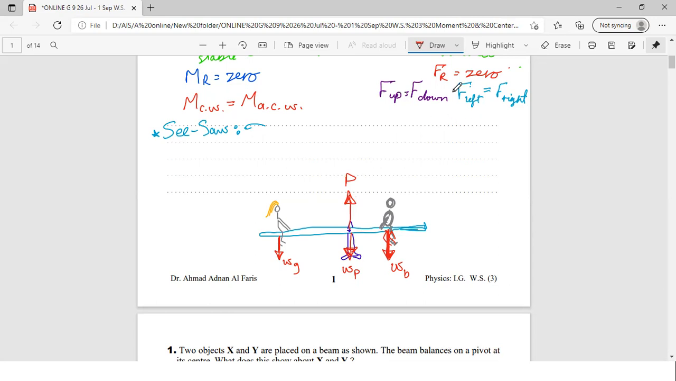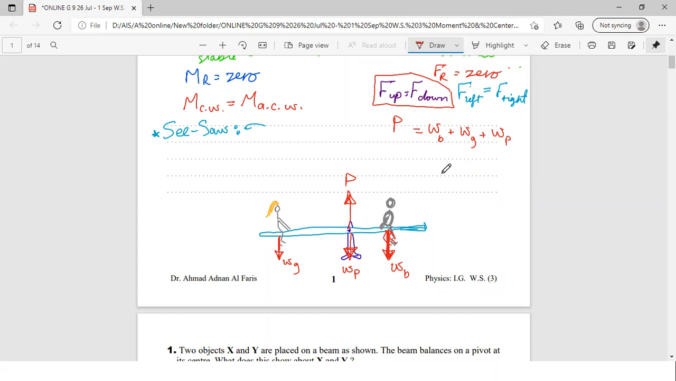Fine. So if we go to these formulas, we can use this one, and we can say that the forces up equal forces down. So that means P is equal to the weight of the boy plus the weight of the girl plus the weight of the plank itself.